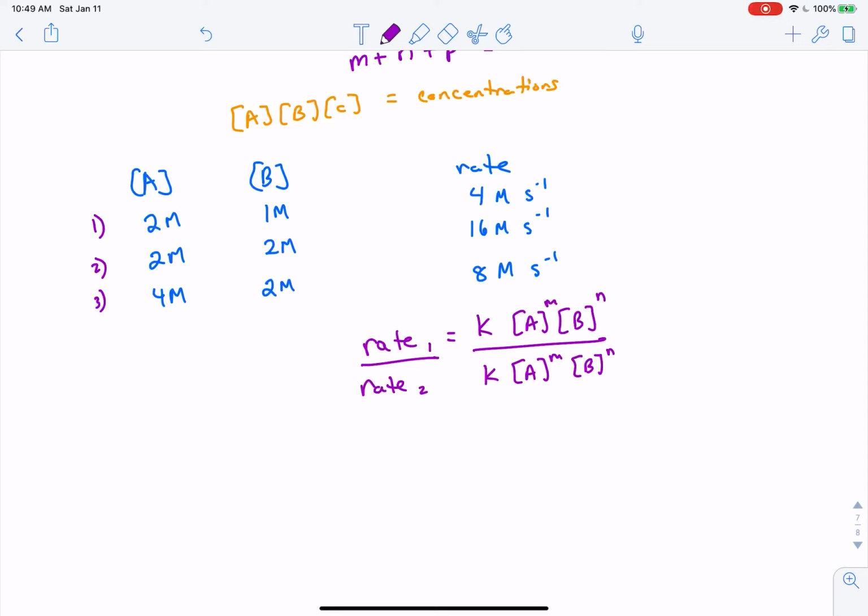So we've got some issues here. We've got a bunch of different things kind of floating around. Good news, we have the rates. Also good news, we have A's and B's. The K is the same, so that will do what? It'll cancel out. So K doesn't matter. Okay? So we're trying to solve for M and N here. Okay?